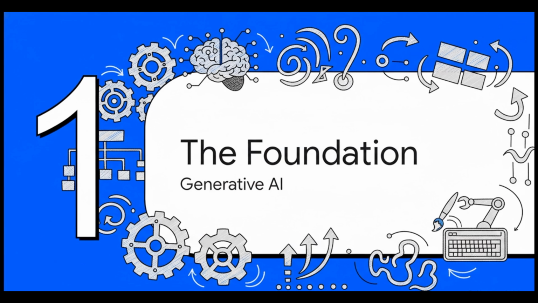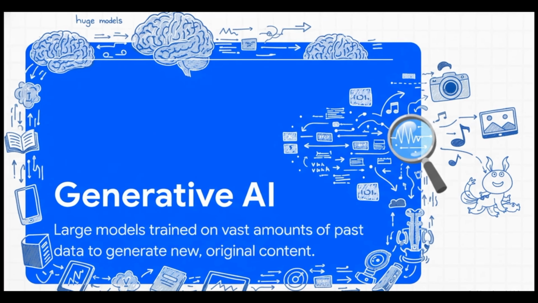So to understand where we're headed, we have to start with the foundation, the thing that kicked all this off, good old generative AI. Now, this is probably the one you know best. Think about models like Llama 3 or GPT-4. They're basically these massive digital brains that have been fed just mountains of data from the past. And their whole purpose in life? To use all that training to generate something completely new and original.